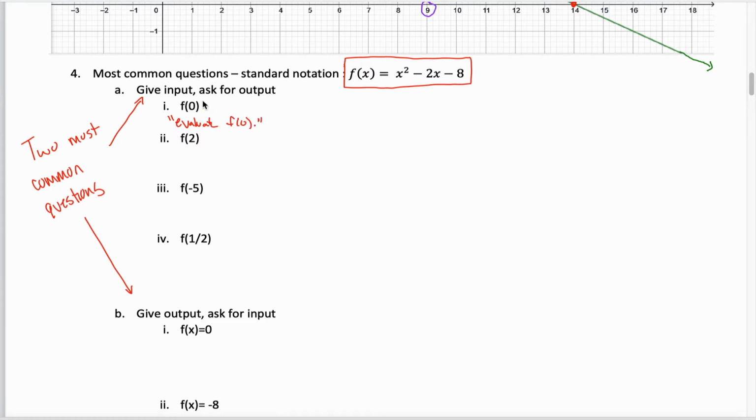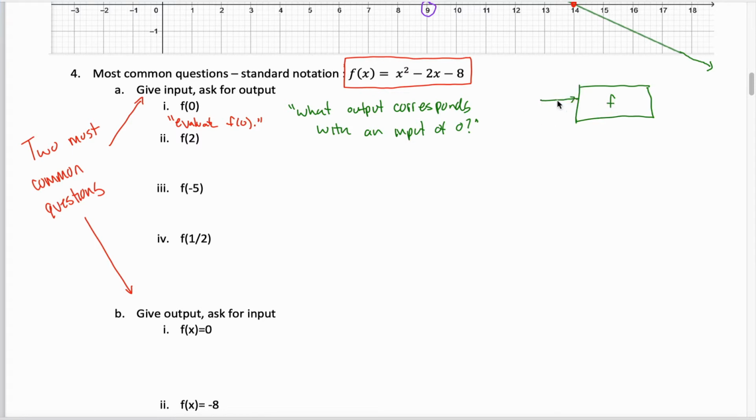What you need to be able to do is look at this and understand that the question is asking you to find f of 0. So it's asking you to find the output. The output for what input? Well, the input is always the thing inside the parentheses here. Taking the place of the x is the number 0. So if you're asked to evaluate f of 0, really what you're being asked is what output would correspond with an input of 0. If you want to go back to our flow chart, we have this machine f, and we're going to feed the number 0 into this machine, and the question is asking what would come out.